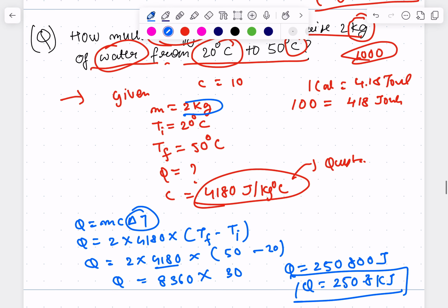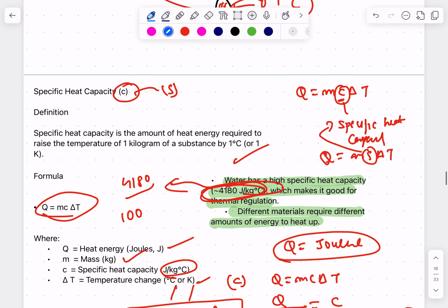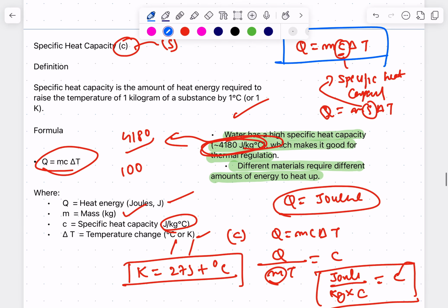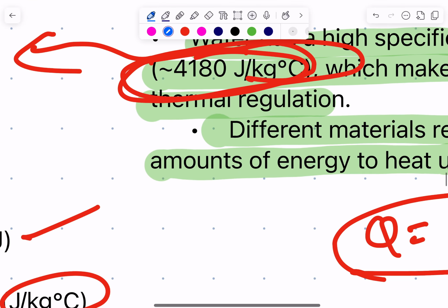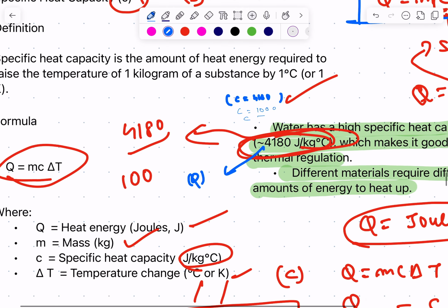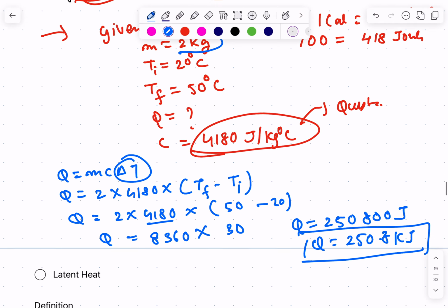Okay, so these kinds of questions are quite easy. You just have to implement the formula, and the formula is Q equals mcΔT. They will give you everything. They will be giving you the mass, and they will be giving you the specific heat capacity. You don't have to remember, guys, this 4180. They will give it in the question, written in brackets like this. The C is 4180, or the C is 1000, or whatever, according to the material or the substance. Okay, so I hope this thing is clear to most of you.